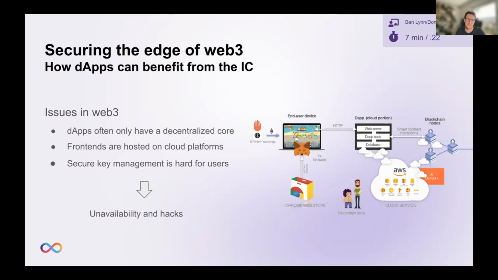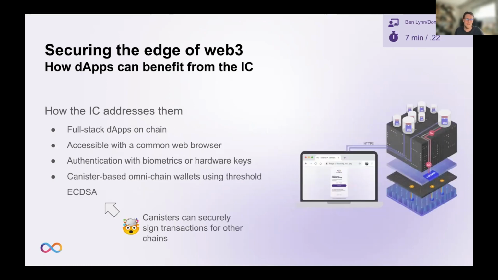And the result of this is unavailability of dApps and services and loss of funds due to hacks. So next slide, please. The IC provides unique capabilities to tackle these issues, and you're probably already aware of most of them. The IC can host full stack dApps on chain that are directly accessible with a common web browser. It supports authentication to the dApps with biometrics and hardware keys. And you've heard it from Manu already.